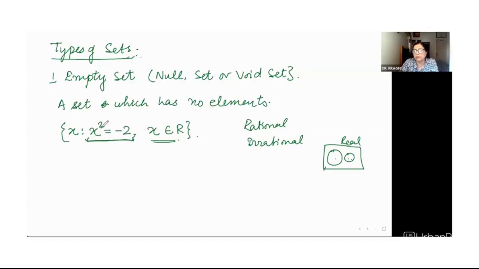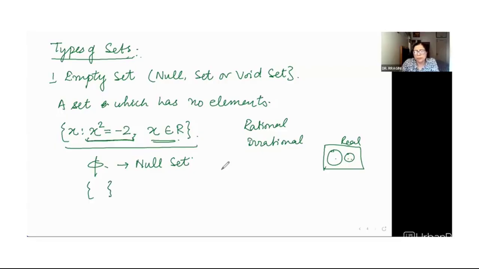X square, we have learned that the square of a number can never be a negative number, right? So when we try to find the solution to this set, it is not possible. So when we write the solution to this set, this is phi. Phi represents the null set. Or you can do it this way also.